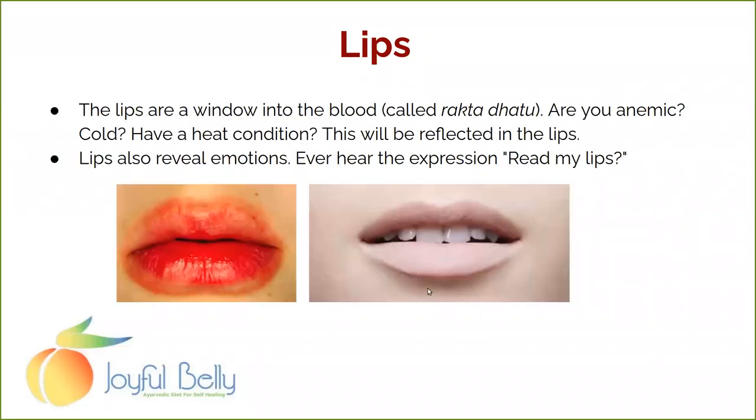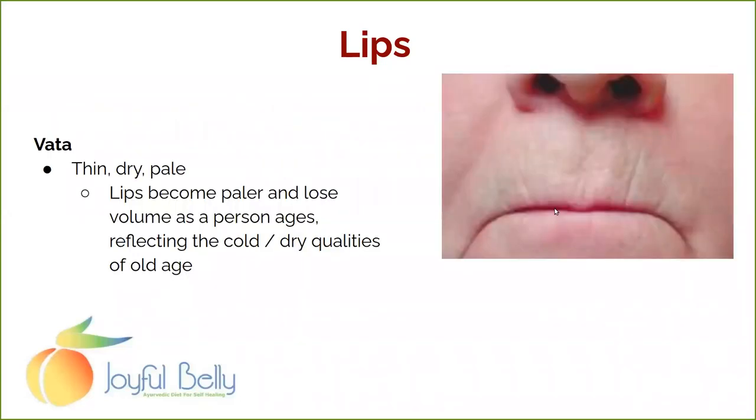Look at the lips here. Let's see here, what's going on with these lips? The lips really tell you about the blood, right? This person on the left has aggravated blood, aggravated rakta. Lips are a deep red color, and there's a rash even going around the lips, and then the one on the right looks totally anemic. As a person ages, their lips get thinner and also more pale. So that's Vata lips.